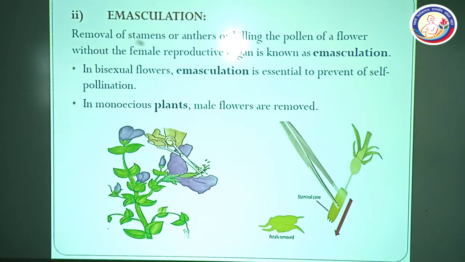In the second step, emasculation. This is important and it is also part of the practical examination. What is emasculation? Removal of stamens or anthers or killing the pollen of a flower without disturbing the female reproductive organ is known as emasculation. In bisexual flowers, emasculation is essential to prevent self-pollination. So it will protect the flower from self-pollination, and in monoecious plants, male flowers are removed. So you can see this is the anther which is cut with the help of scissors or removed with the help of forceps. This process is known as emasculation.